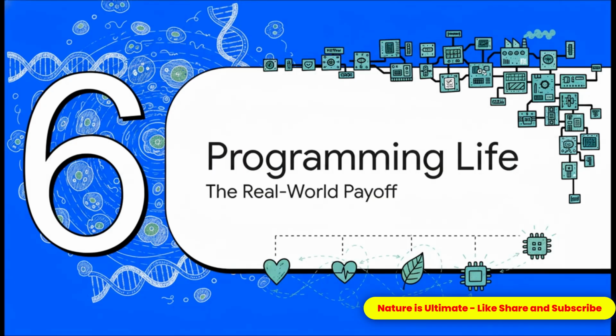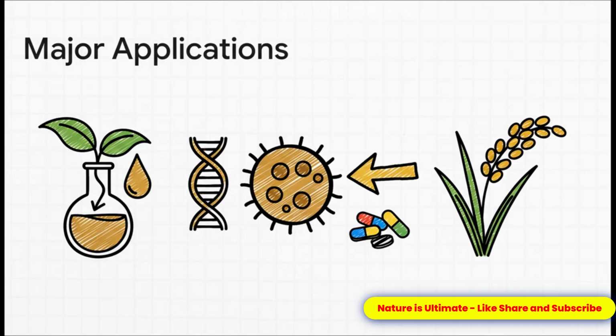Now, I know this all might sound like something straight out of science fiction, but the real-world results are already here and they're already changing our world. So what exactly are we building with these tiny programmable factories? Well, for one, we're engineering microbes to turn plant waste into biofuels and even biodegradable plastics. We're also using them to produce really complex medicines that are super hard to make with normal chemistry.